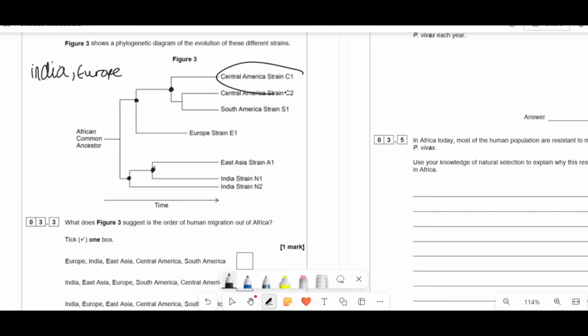So here we have Central America, but you see that's diverged a little later. So that means that East Asia came first. Then we have this branching off here, which led to the South America strain, but we can see that Central America came out first. So that means that Central America first and then South America, like that.